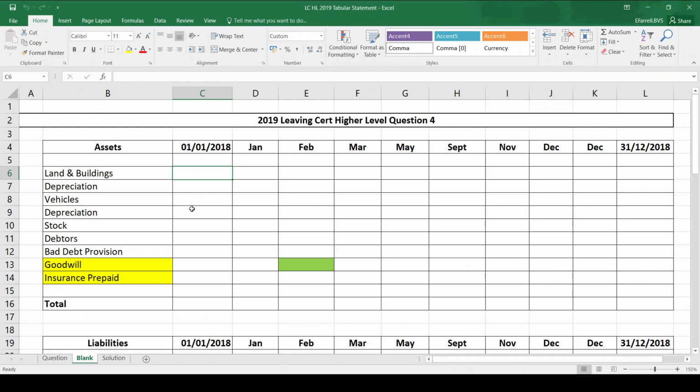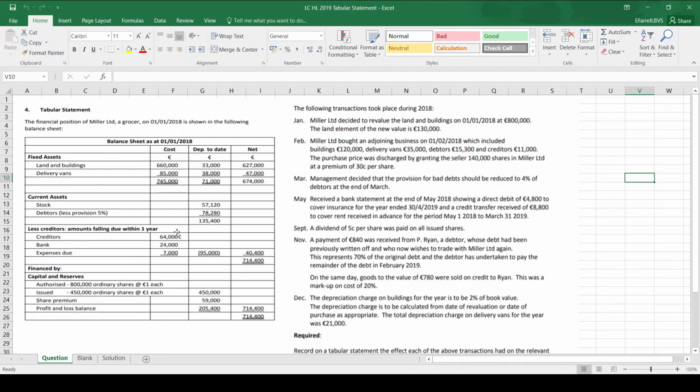So when we have our question laid out, the first thing we'll bring in are our opening balances for the assets and the liabilities. So the first thing that we will put in are fixed assets. So land and buildings will go in as 660,000 and depreciation will go in as minus 33,000. And then delivery vans will go in as 85,000 and depreciation will go in as minus 38,000.